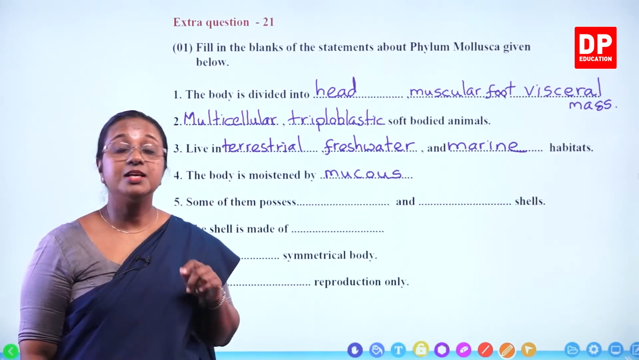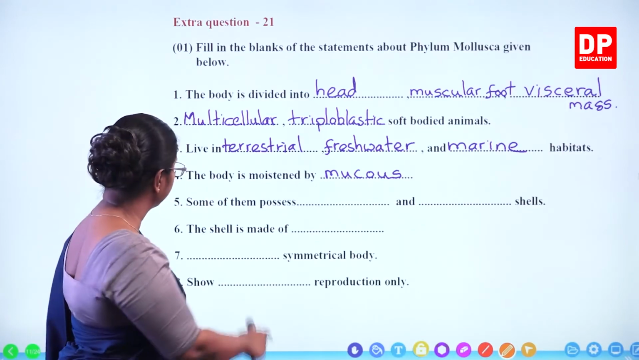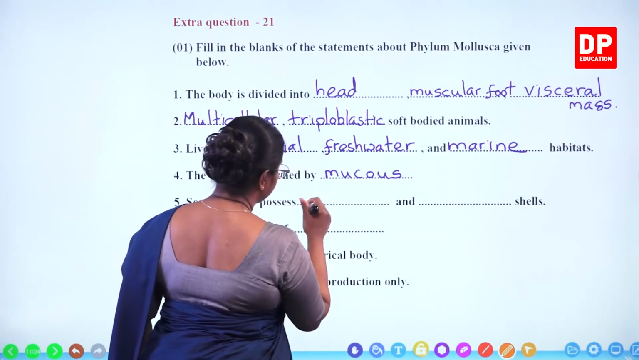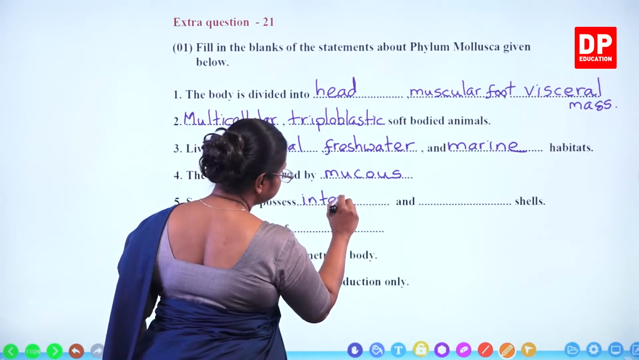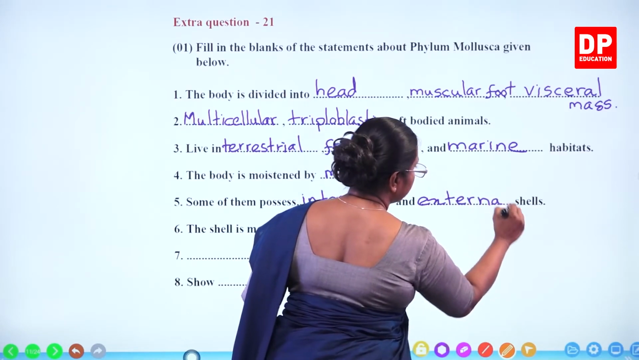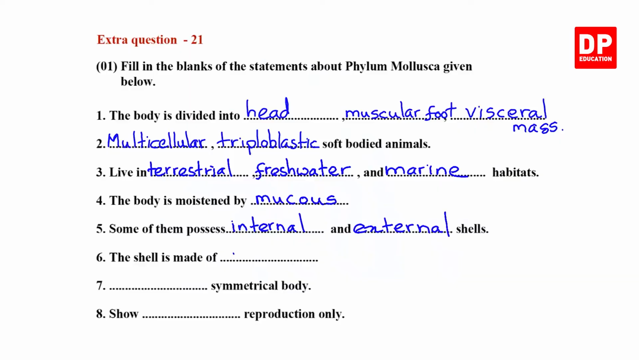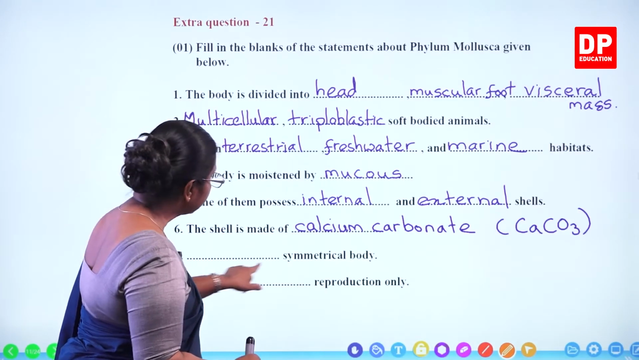Some of them possess an external shell, some of them possess an internal shell. So some of them possess internal and external shells. And the shell is made up of what? It is made up of calcium carbonate. You can write it like this, or else you can write the chemical formula. Either one is okay.